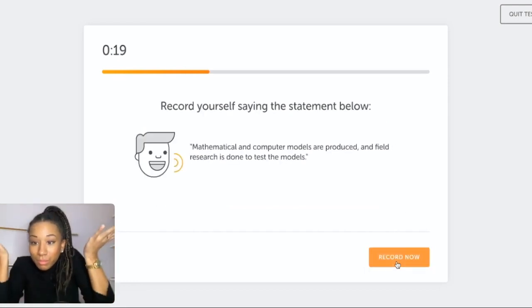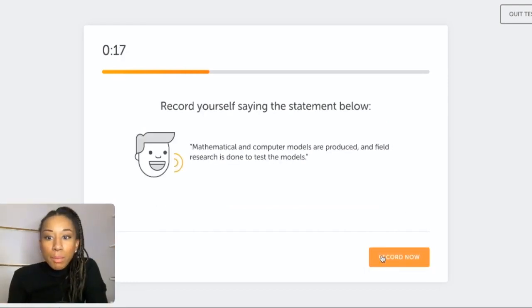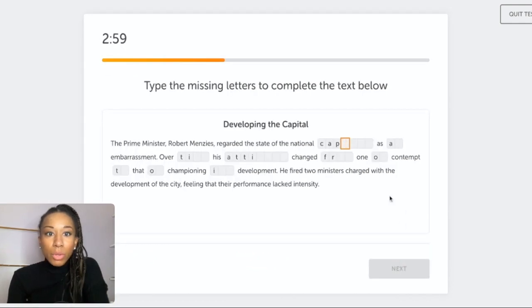Record yourself saying the statement below. Mathematical and computer models are produced, and field research is done to test the models. Okay, type the missing letters to complete the text below. Maybe I'm going to finish the test faster than the 15.